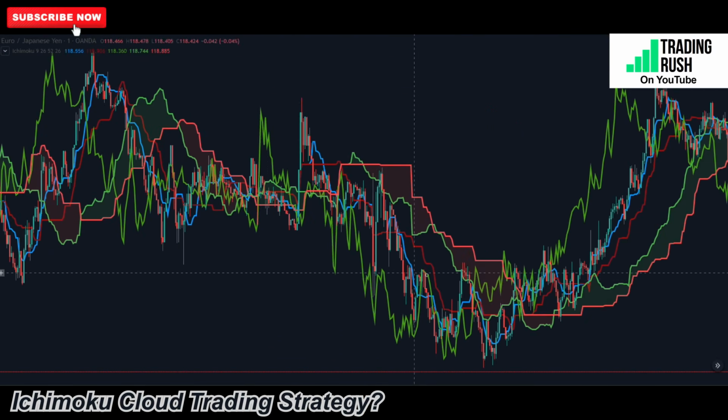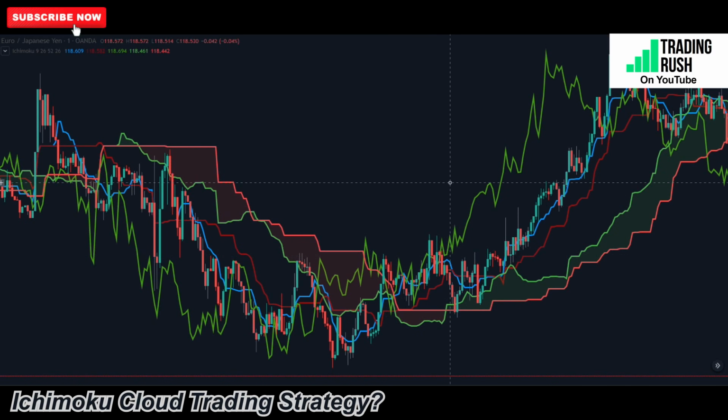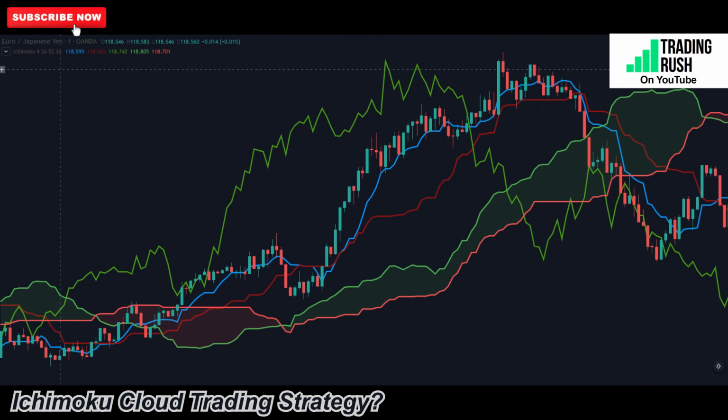After all, you don't want to risk your money on a strategy that doesn't even work. This is how the Ichimoku cloud indicator looks. Yes, a very big mess.